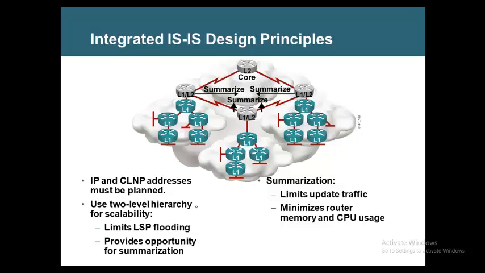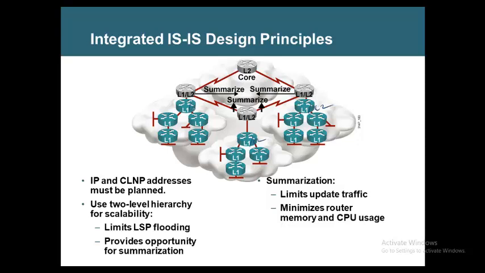This is one area actually. No, not this one. Why they have this is not the right picture. This picture is not correct. This should be L2 within the cloud. Okay. IP and CLNS address must be planned.